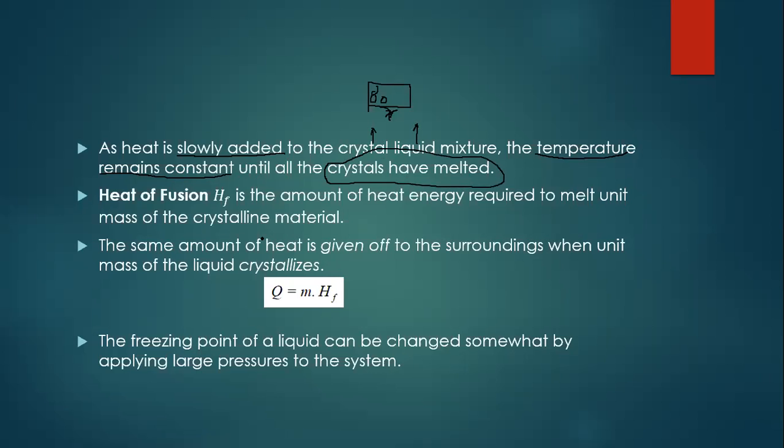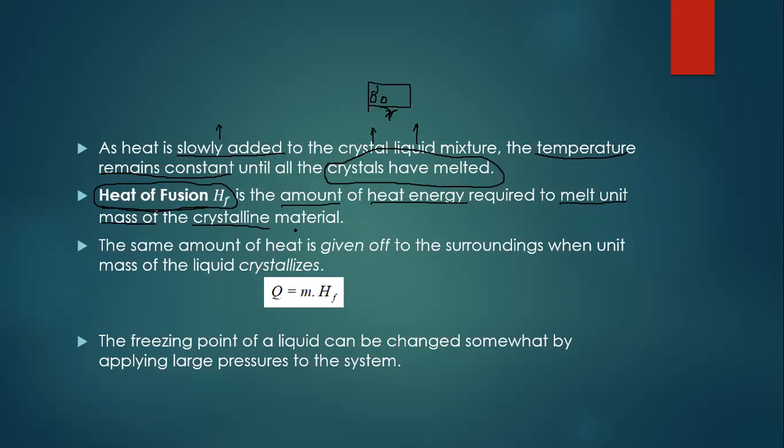Now, this type of phenomenon is attributed to the heat of fusion, all right? The heat which you are adding slowly is absorbed as heat of fusion. It doesn't cause a temperature change, but it is absorbed as heat of fusion. And this heat of fusion is the amount of heat energy which is required to do what? To melt a unit mass of the crystalline material.